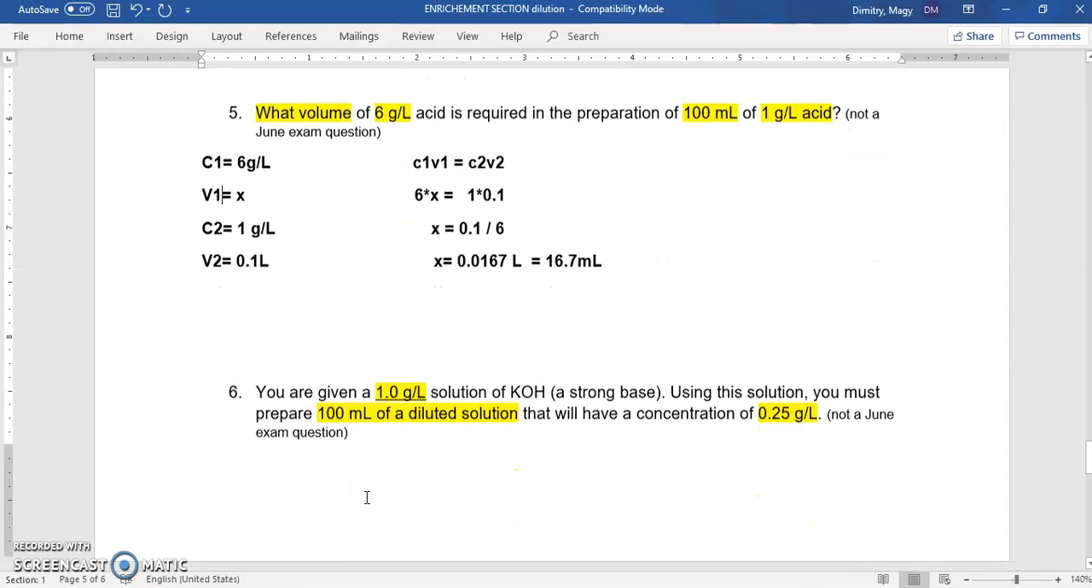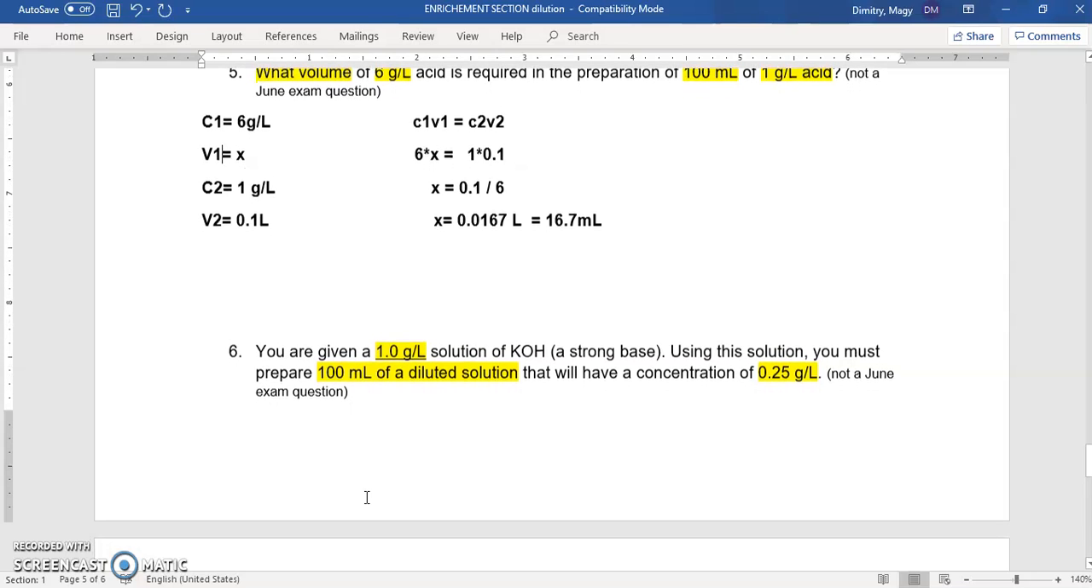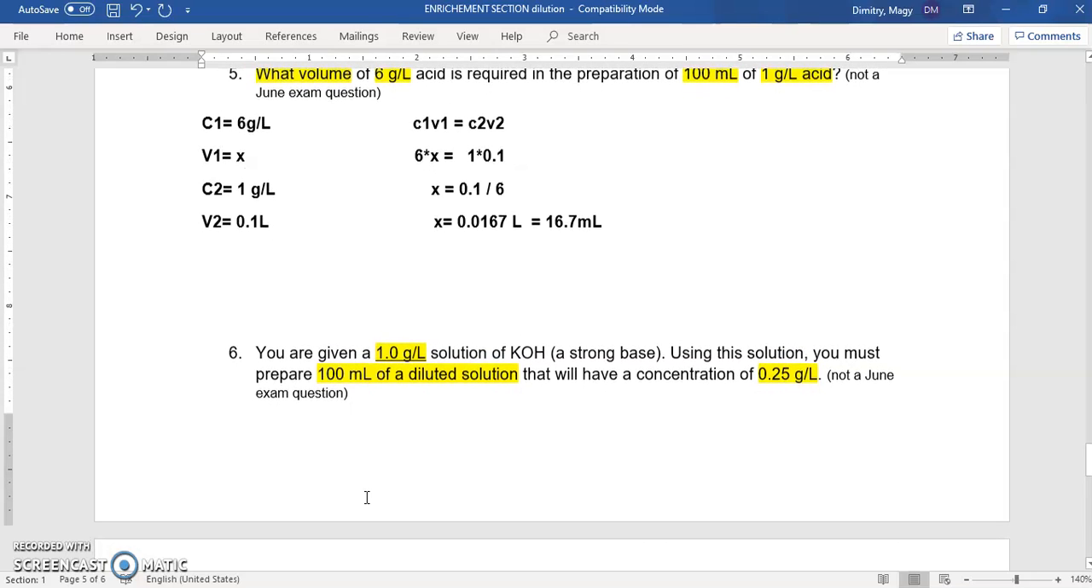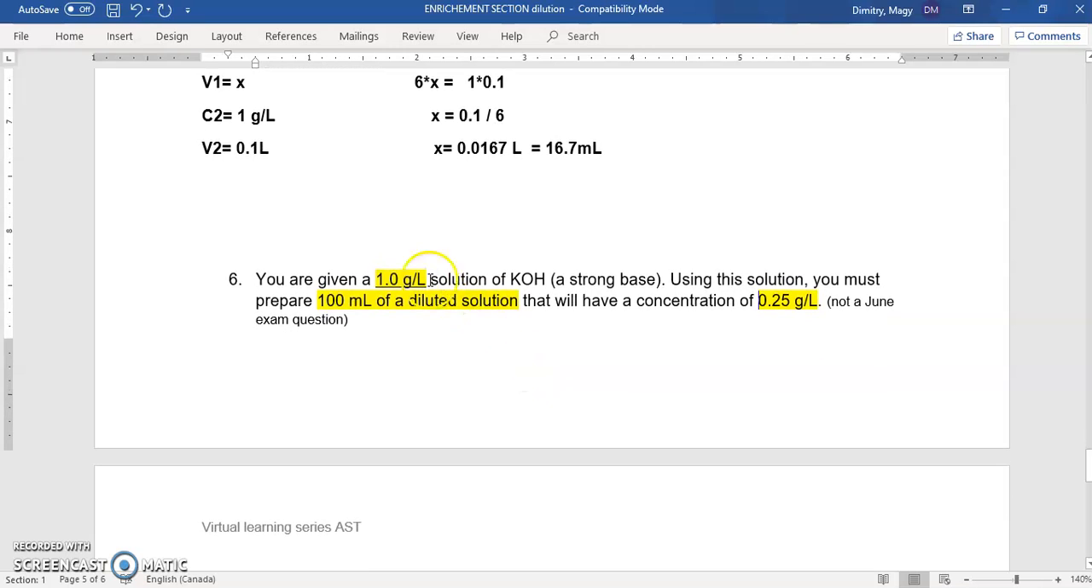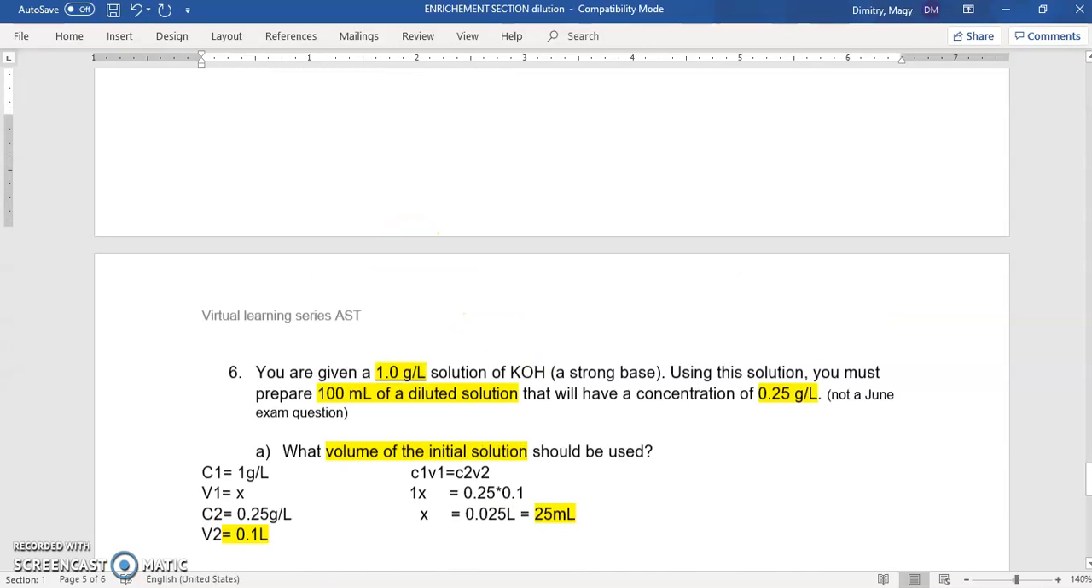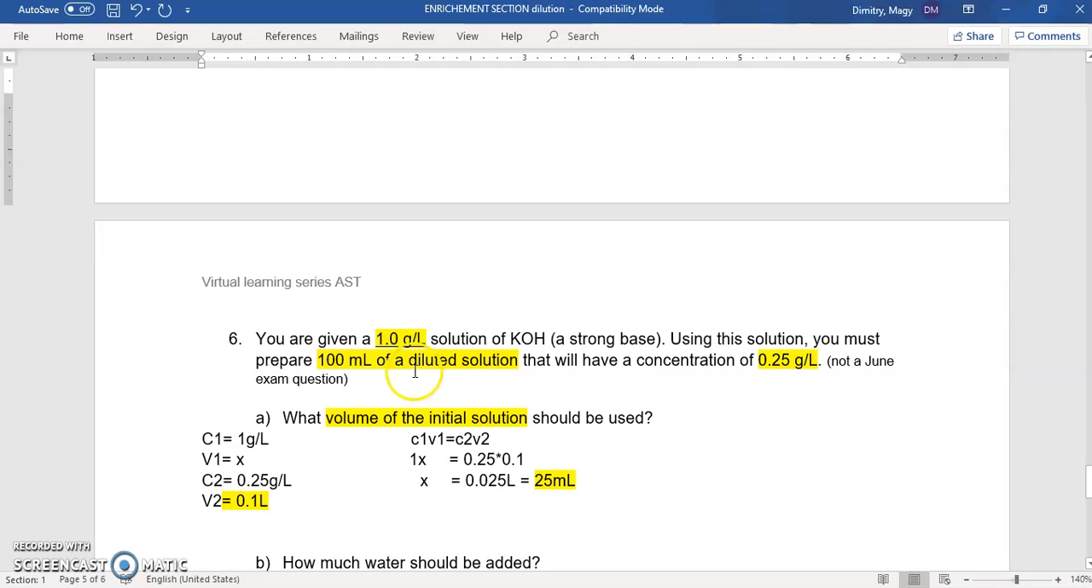Next question, you are given a 1 gram per liter solution of KOH or potassium hydroxide. Using this solution, you must prepare 100 ml of a diluted solution that will have, you see the future here, a concentration of 0.25 gram per liter. Question A says, what volume of the initial solution should be used?